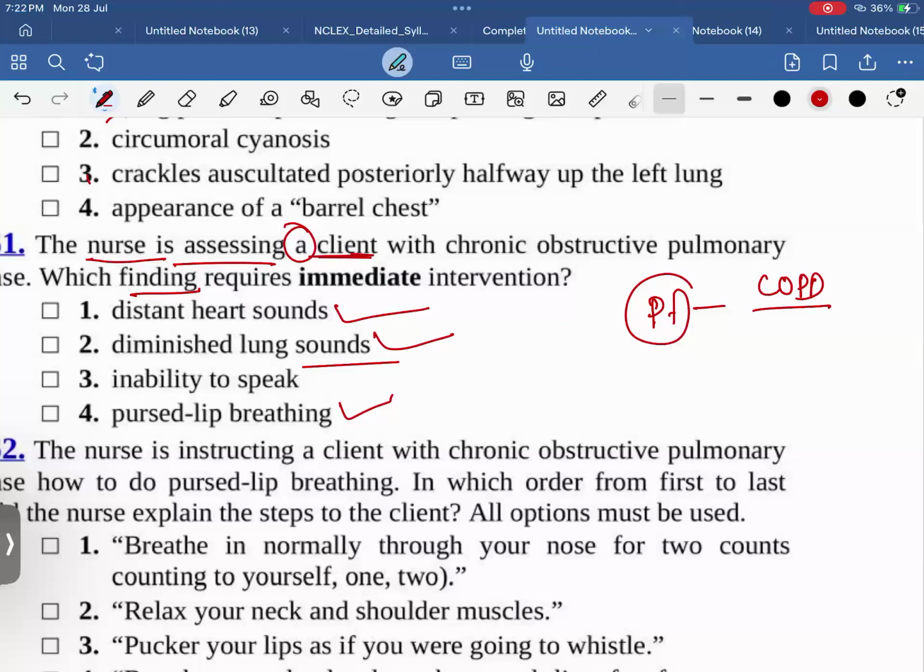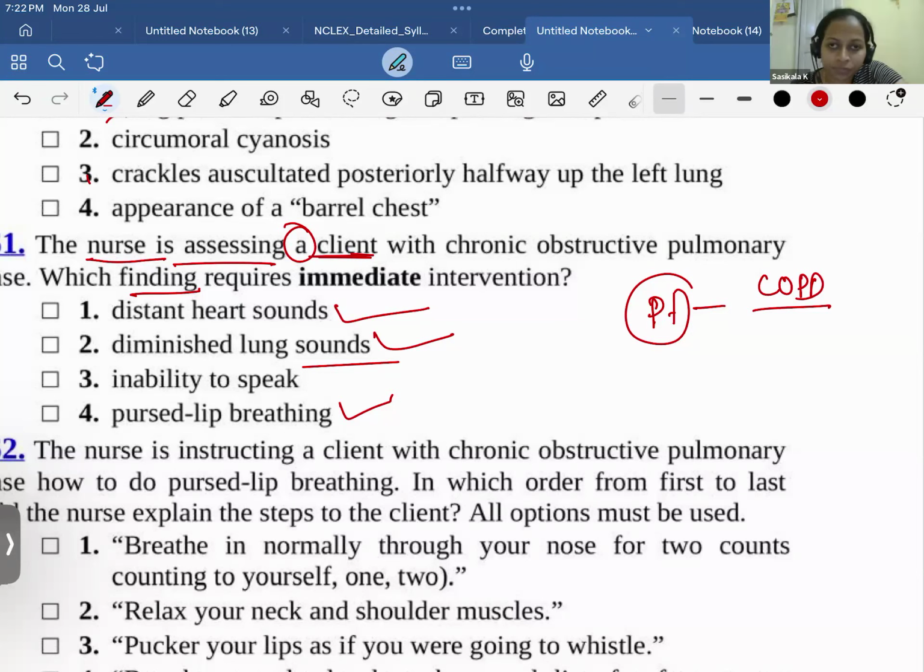So among these things, which one will you keep as a priority? Inability to speak, ma'am. Why? Because the patient is struggling to speak, then the patient is struggling to breathe in everything. So we have to do immediate intervention for that. But why is a patient unable to speak? Because there's closure of the airway and the airway is blocked.